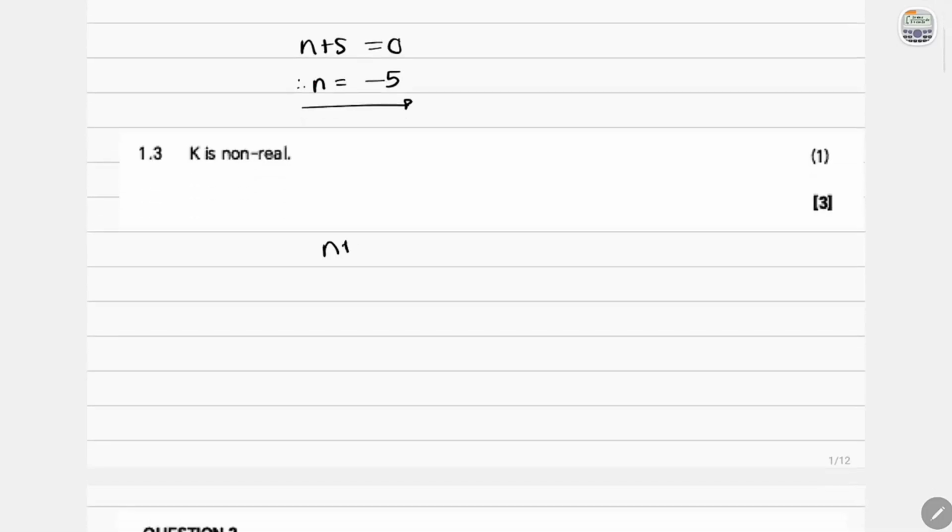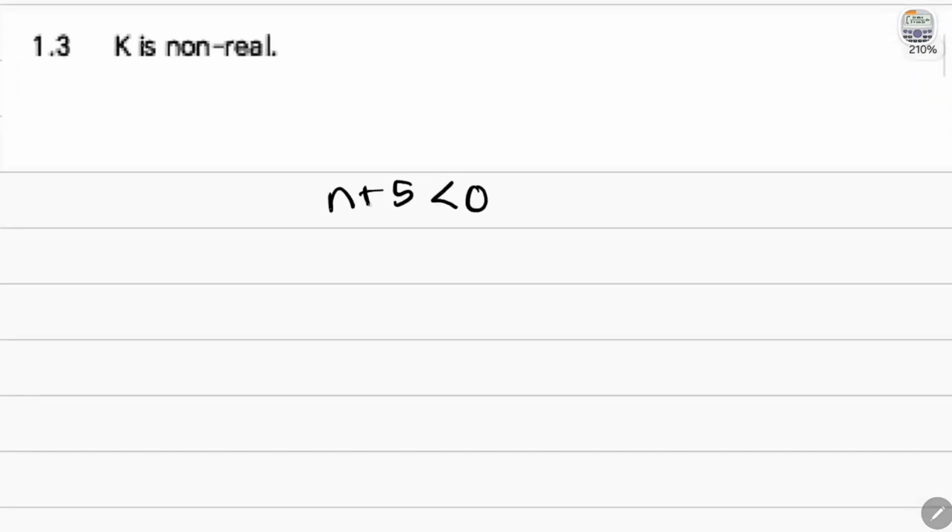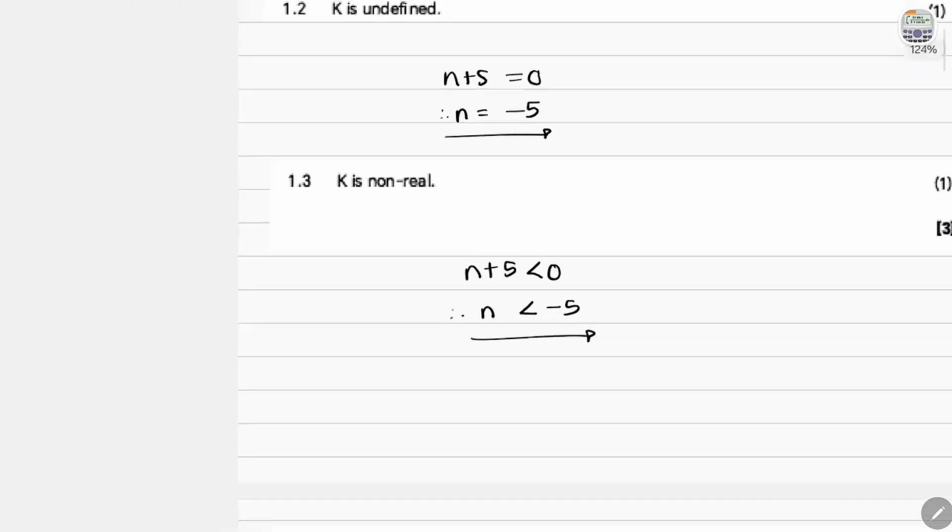If n plus 5 is a negative number, and negative numbers are numbers that are less than 0. Okay, on a number line, 0, numbers less than 0 are negative. So we'll just solve for this inequality. And it's linear, so all you have to do is transpose 5. So n is finally less than negative 5, and that would be our answer.